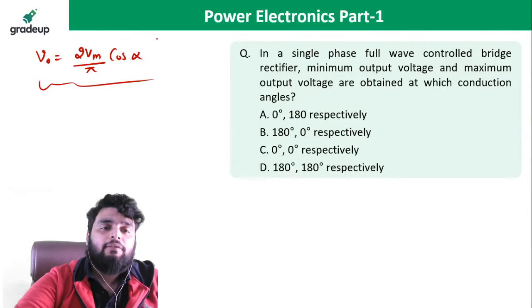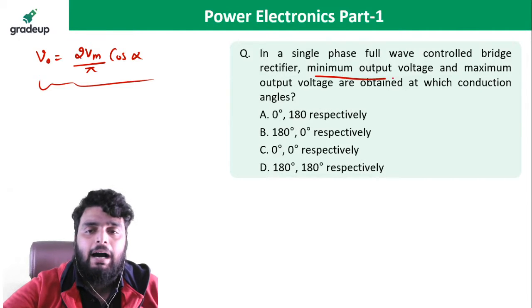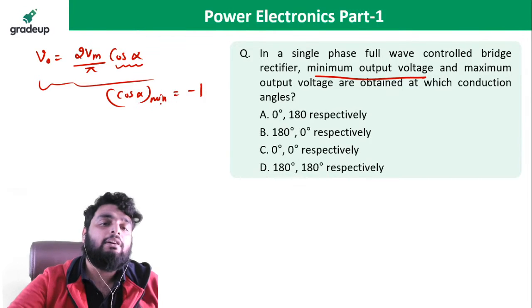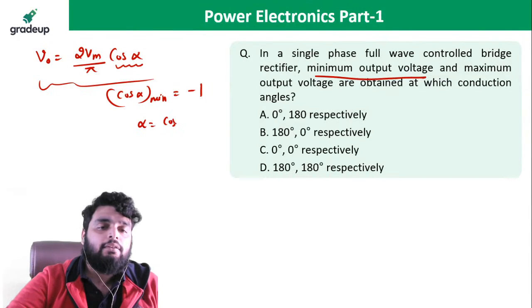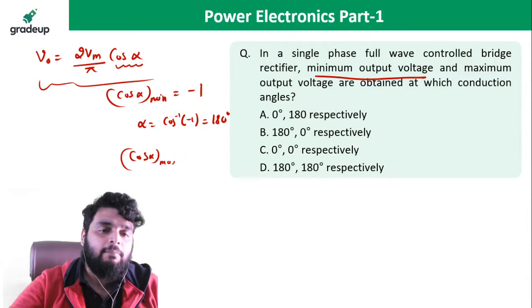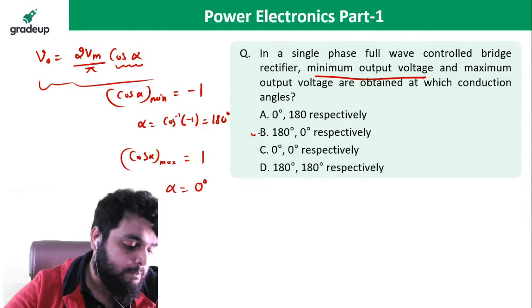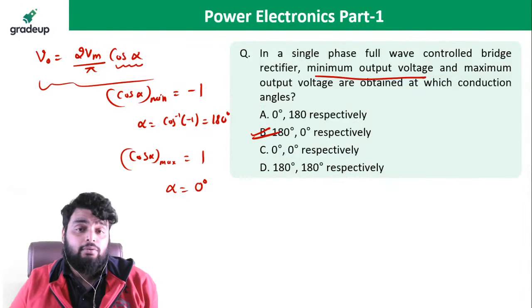So what is the formula of output voltage? 2 Vm by pi cos alpha. For minimum output voltage, cos alpha must be minimum. Now cos alpha minimum will be where? Cos alpha minimum will be -1. So alpha will be what? Cos inverse of -1, which is 180 degrees. Right? Now for maximum, cos alpha must be maximum, which is equal to 1. So alpha becomes 0 degrees. Answer is option B. Correct. And this question has been asked in the IES exam also.